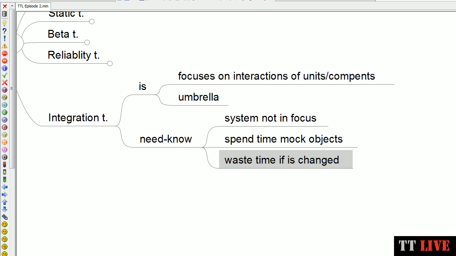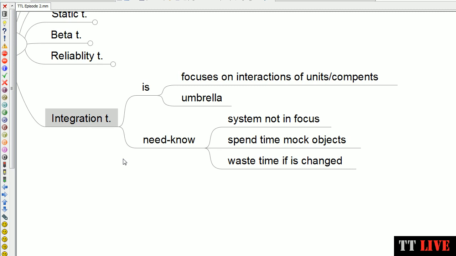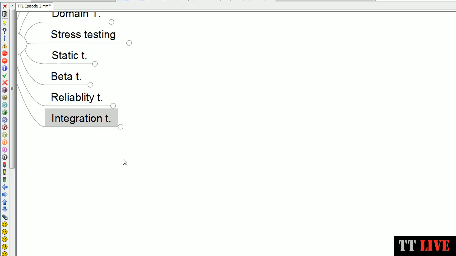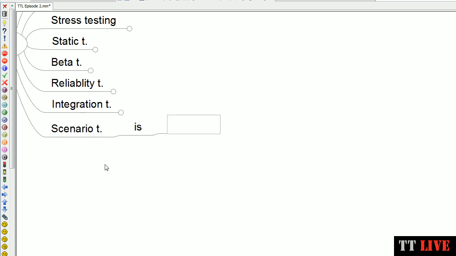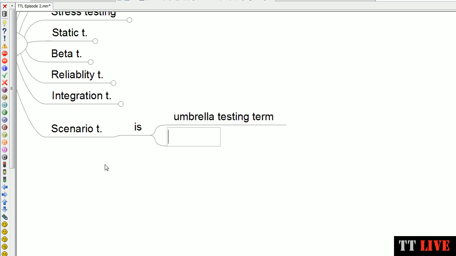We were talking about integration testing and what it means. It's mostly a white box term, sort of, but I don't want to spend much time on it. I would much rather speak about scenario testing, which is using different usage scenarios that are followed through whilst testing. It's again an umbrella term for guiding the testing.